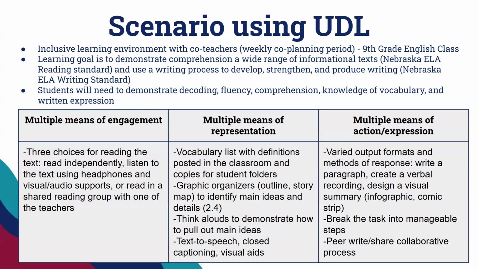Graphic organizers like outlines or story maps to help students identify main ideas and supporting details. Think alouds by teachers to model how to extract key points from the text, scaffolding comprehension. Or assistive technologies like text-to-speech tools, closed captioning, and visual aids to make the content more accessible for diverse learners. Providing these supports ensures students can process the text effectively, regardless of their learning profile.